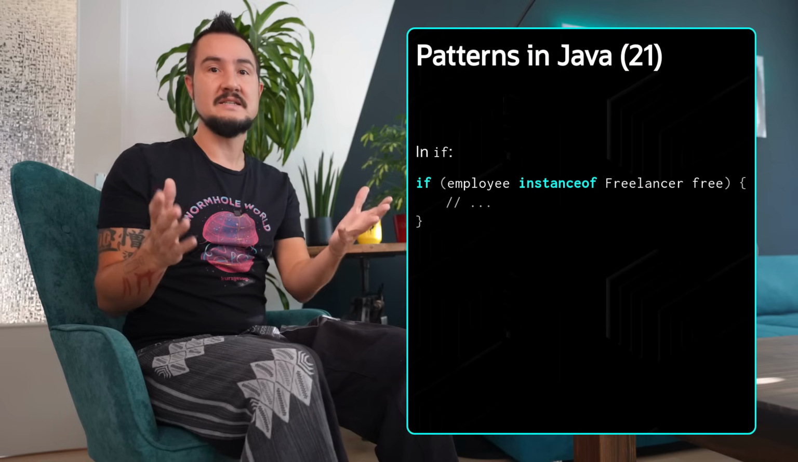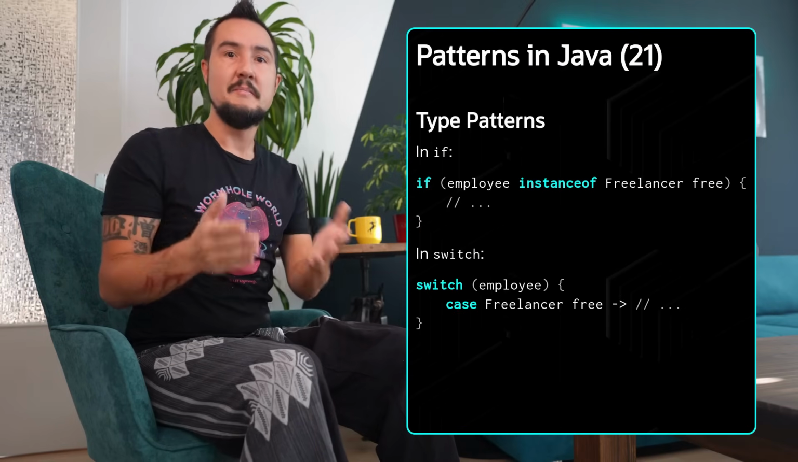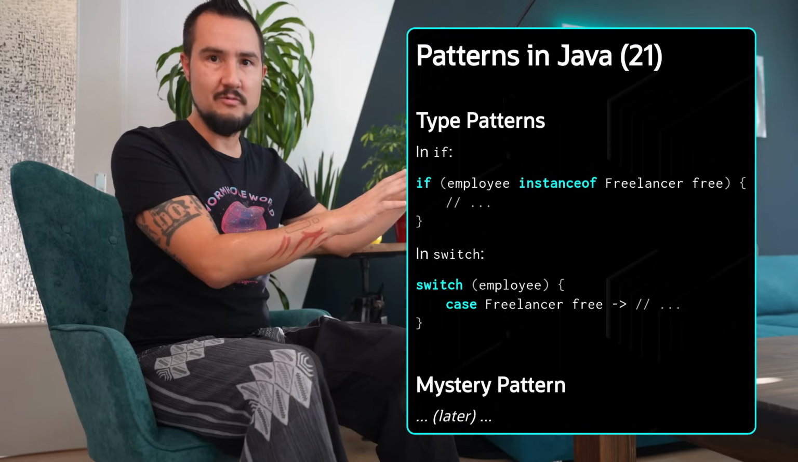The extended instanceof and its counterpart in switches are called type patterns, but that's not the only pattern Java has on offer. But before we get to the other one, let's zoom out a bit. There's a bigger picture of what pattern matching means for Java. And who better to explain it than Java language architect and player of long games, Brian Goetz.